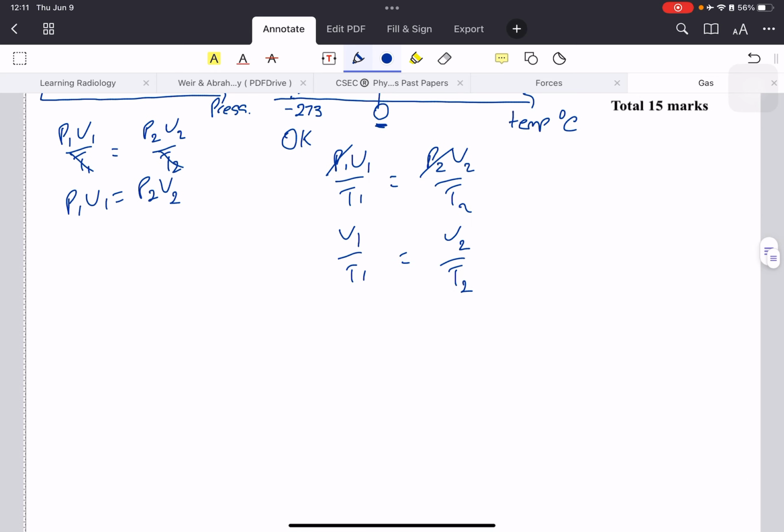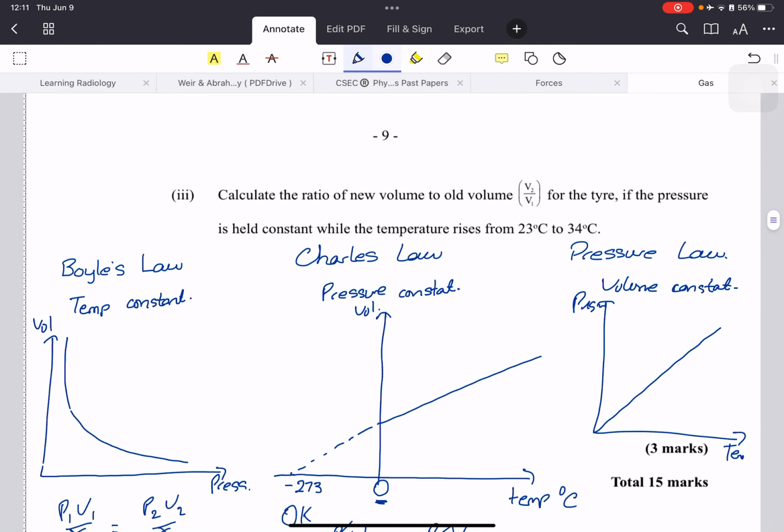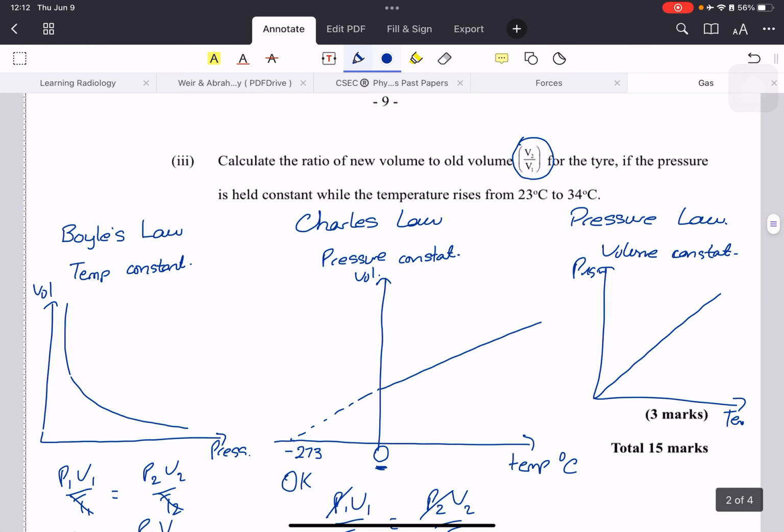Okay, so let's see if I have enough space to actually do the question over here, right? So they want us to calculate the ratio of the new volume to the old volume. So they want us to find V2 and V1. They do actually need to find V, right? Because they didn't give us any values for V over here in this question. No V's here, right? So it's a bit of a trick question. If the pressure is held constant while the temperature rises from 23 to 34.